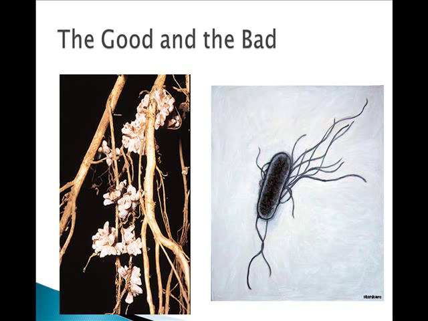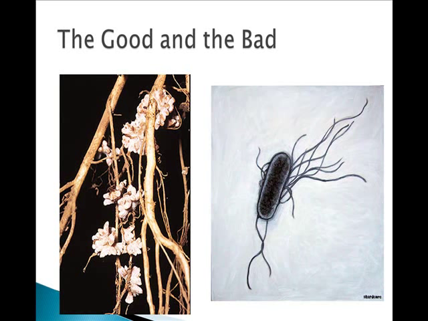Rhizobium fixes nitrogen on the roots, and those are examples of rhizobium on the left-hand side. However, some strains of E. coli, if you eat them, can cause serious diarrhea. Some bacteria can form resistant endospores that survive harsh environmental conditions. For example, Clostridium botulinum and anthrax also can. They can sporulate, so that means that they can wait out horrible environments.